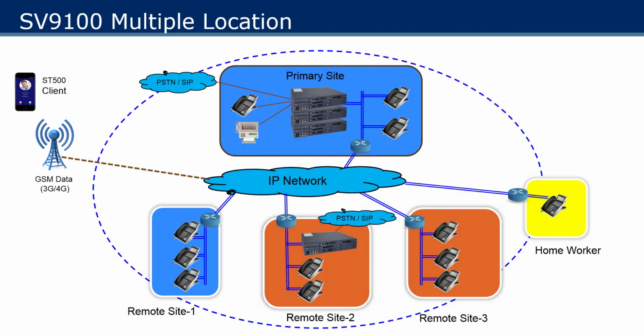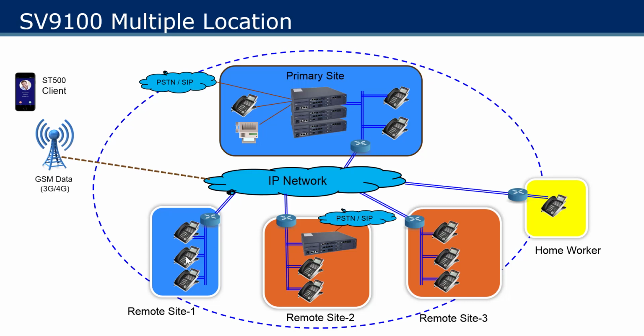So multiple locations. Continuing this theme with SV9100 and Netlink, you can see we've got remote workers in the yellow, and then in remote site 3 and remote site 1 we've just got some IP handsets. Yet again we've got QoS routers, and I've explained what those do.